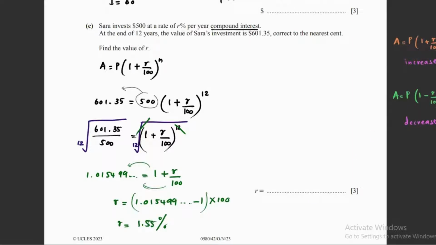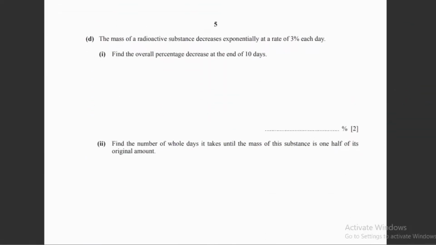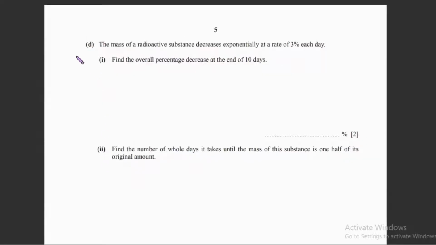Let's move on to part D. We have two parts here in part D, part 1 and part 2. The mass of a radioactive substance decreases exponentially at a rate of 3% each day. We need to find the overall percentage decrease at the end of 10 days. The overall percentage decrease is what we are supposed to find.